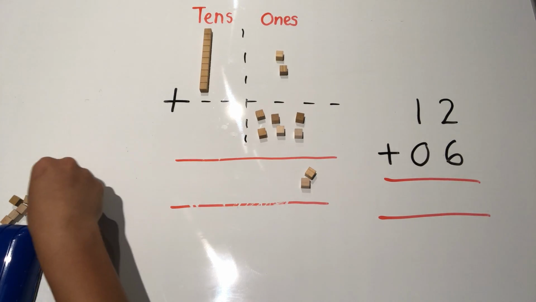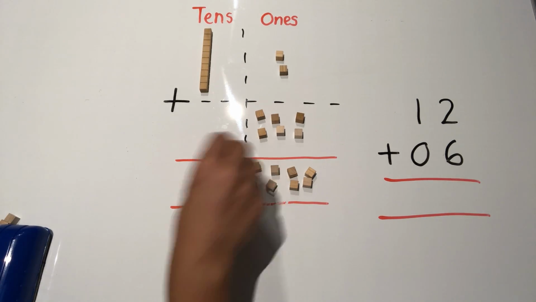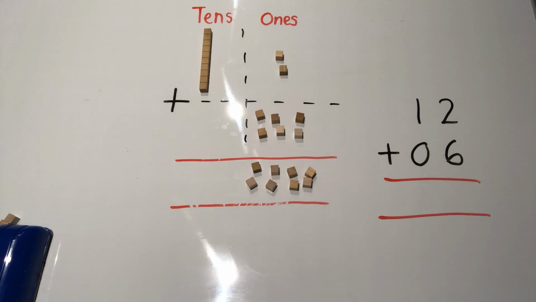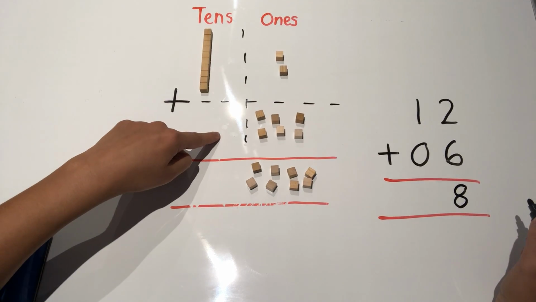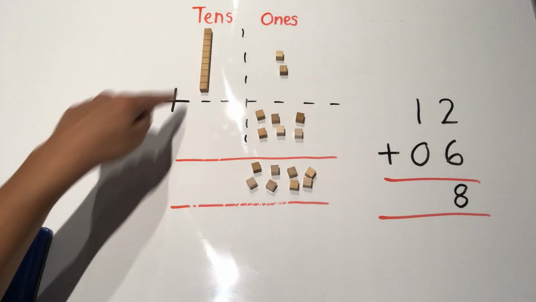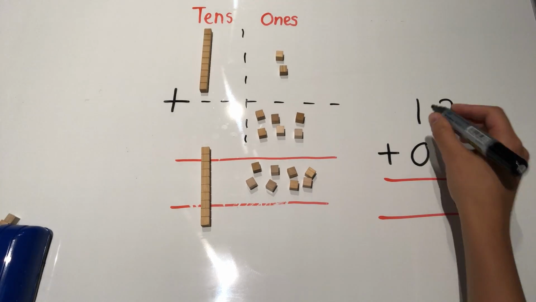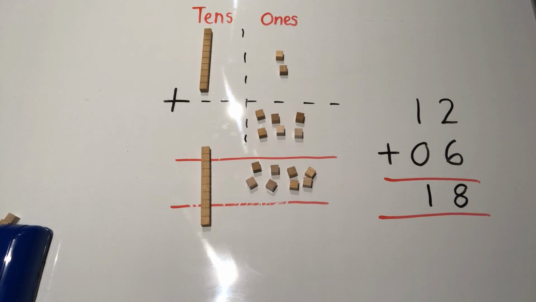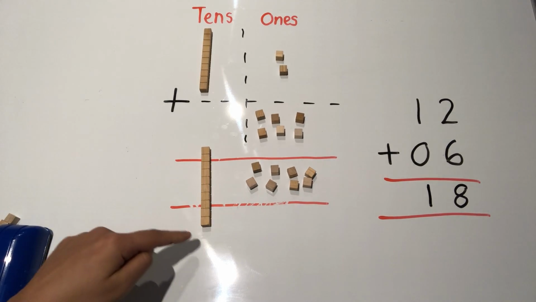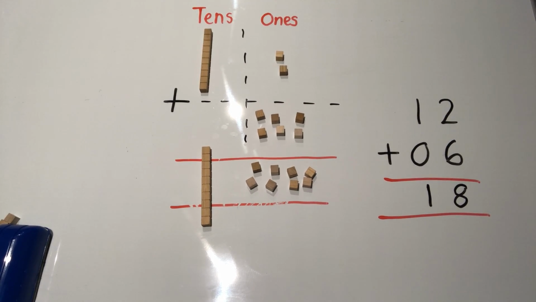So I'm going to get my MAB just to represent my 8 ones. Then we move to the tens column. We can see we've got 1, add, and there's nothing here. So 1 plus 0 is 1. And because this is our tens column, that is saying 1 ten. So I'll put my 1 down. So our answer, we can see here, is 18. So 18 is made up of 1 ten and 8 ones. So 12 add 6 equals 18.